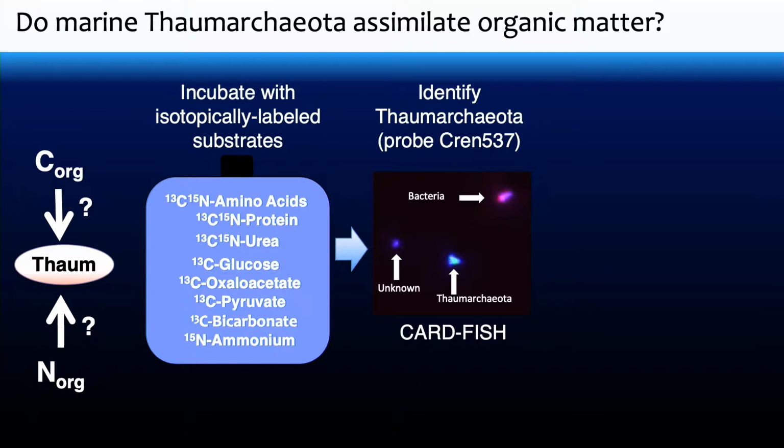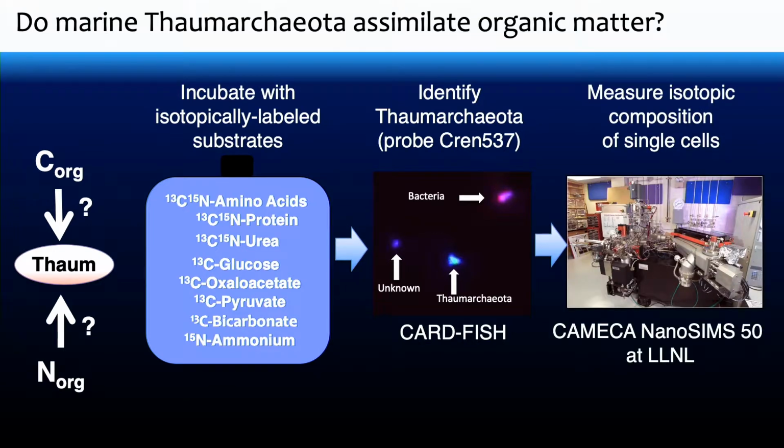FISH is fluorescence in situ hybridization, as opposed to the high throughput method where we're quickly scanning but we don't know who the cells are. FISH allows us to know exactly which cells are Thaumarchaeota before we get their isotopic composition, so we can be sure we're looking at this particular group when we get our isotopic value with the NanoSIMS. And then the NanoSIMS is what will give us the isotopic value. These measurements were done at Lawrence Livermore National Lab.